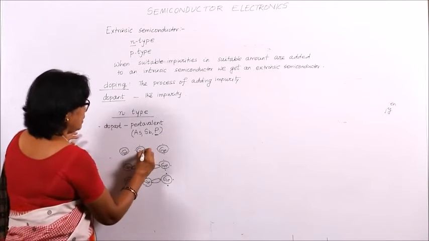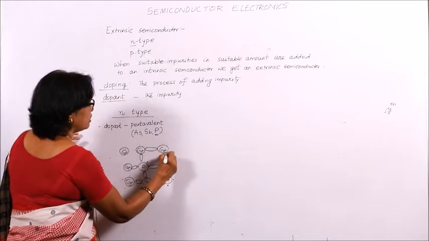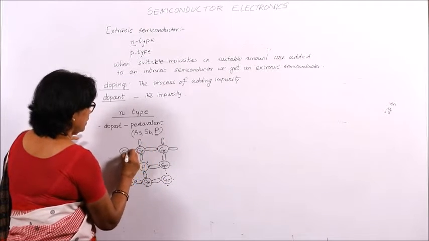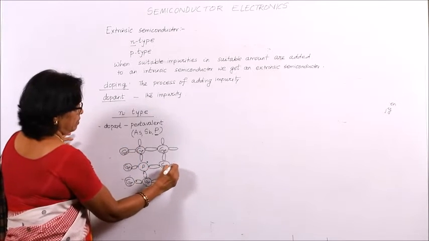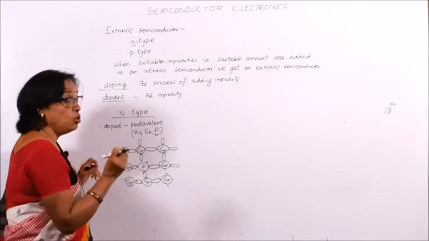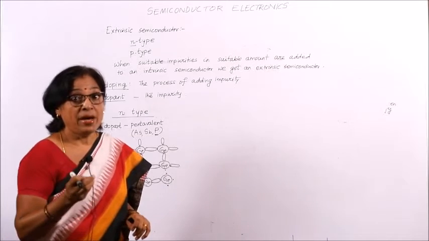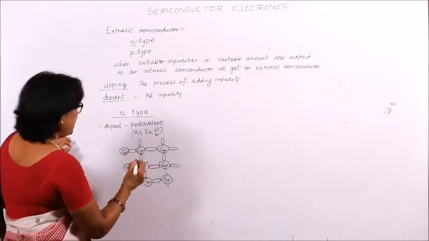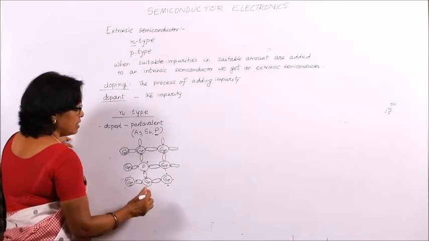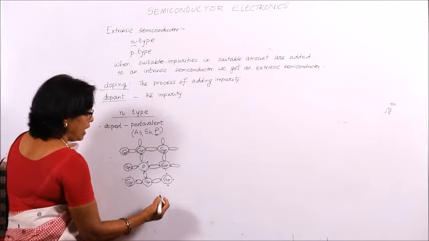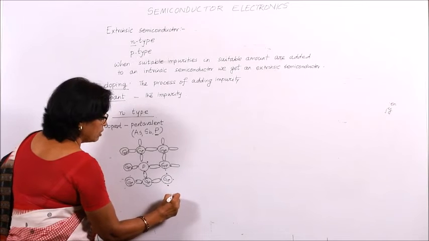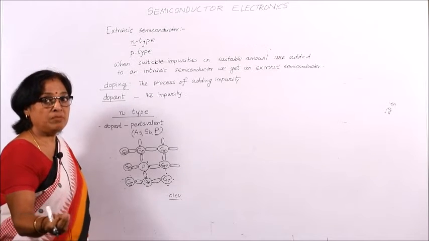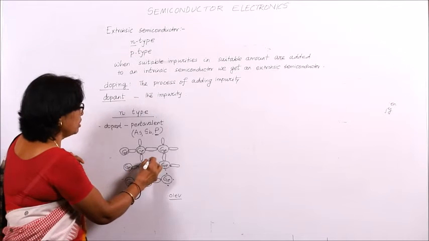All these germanium atoms are as before. You have already drawn this diagram. As before, these atoms are all satisfied. But this electron is now loosely bound, and only a small amount of energy is required to make it leave. In the case of germanium, you will hardly require 0.01 electron volt. By giving this much amount, this electron will become free.